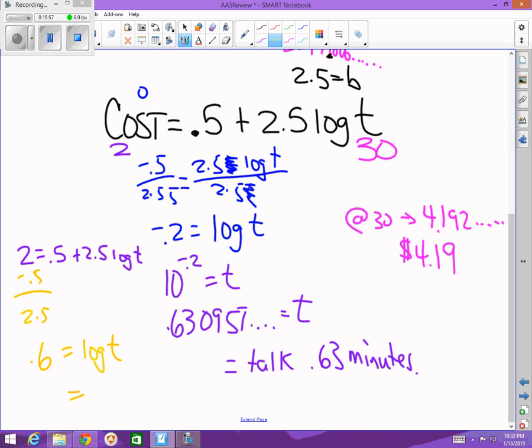And again, to get rid of the log, you have to take 10 to the 0.6, which will equal t. So 10 to the 0.6 is 3.98 minutes you can talk to make a $2 call. And that is how you do that problem. Look at this again if you need to before you take the test.